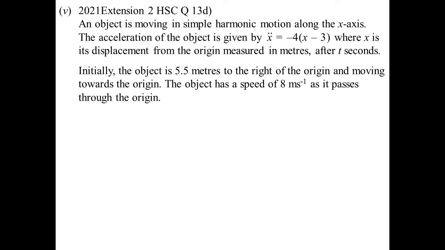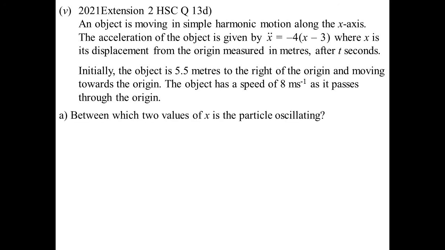2021, so last year's, we got an acceleration. Initially the object's 5.5 metres to the right of the origin, moving towards the origin, has a speed of 8 when it passes through the origin. Notice they've used the word speed there, not velocity. I guess what they're saying is sometimes it'll be positive, sometimes it'll be negative. Basically saying, what's the path of the particle?